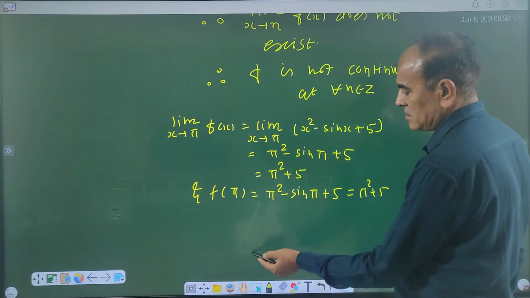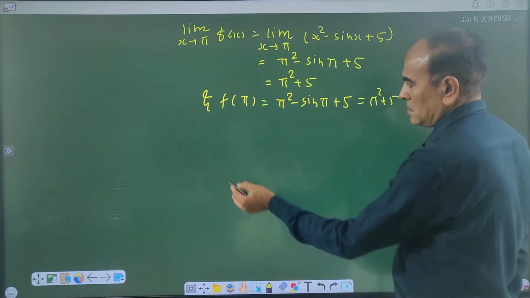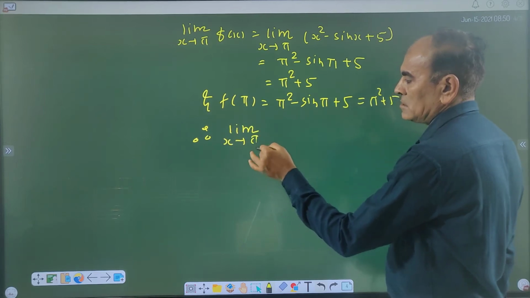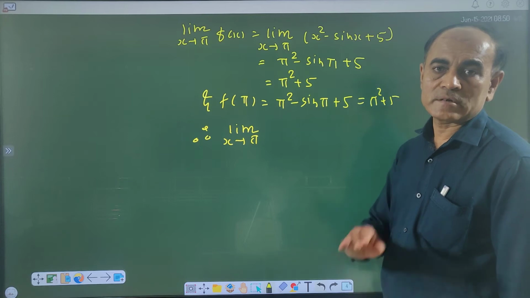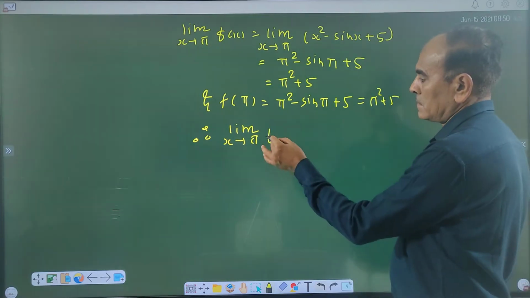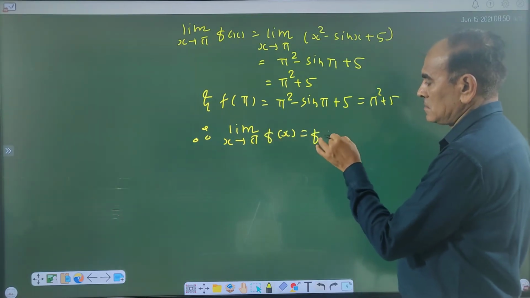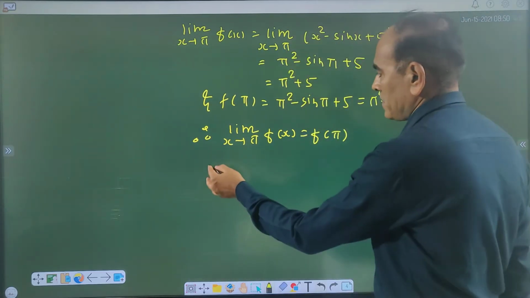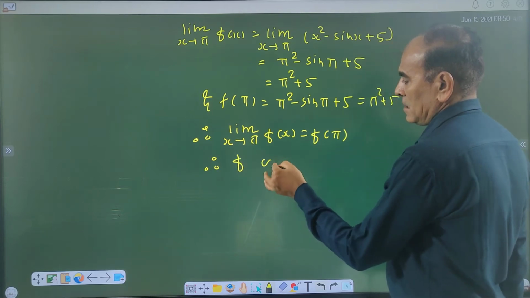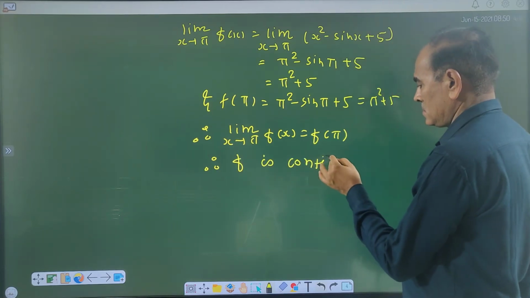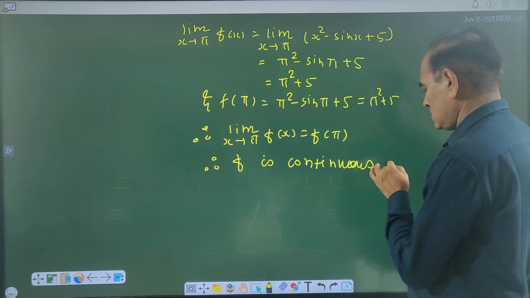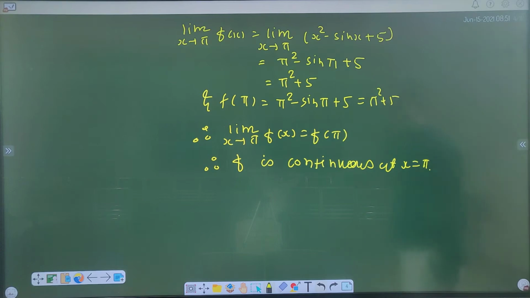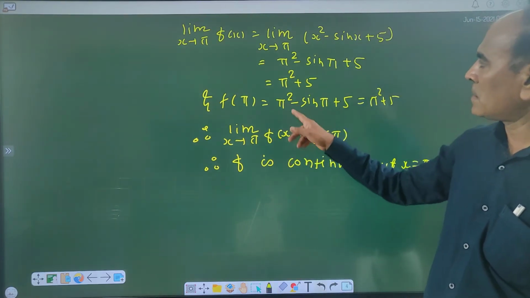So what we see, and therefore, what we proved: limit x tends to pi of f(x) is equal to f of pi. And therefore f is continuous at x is equal to pi. Clear? That is what we wanted to see for the second part.